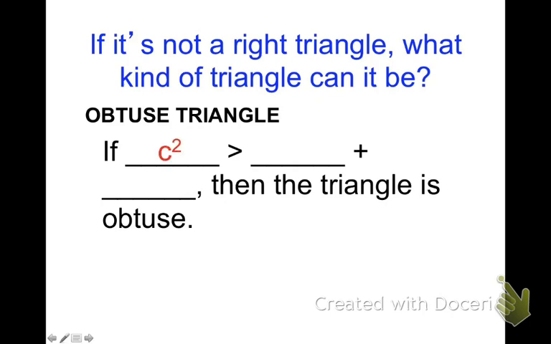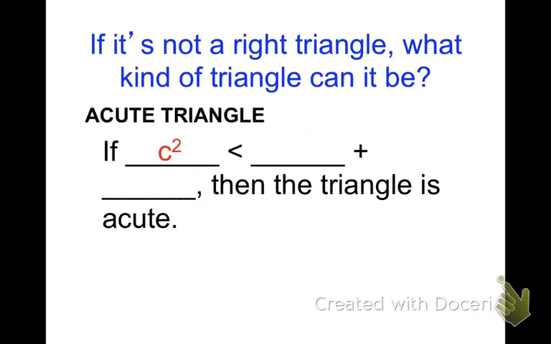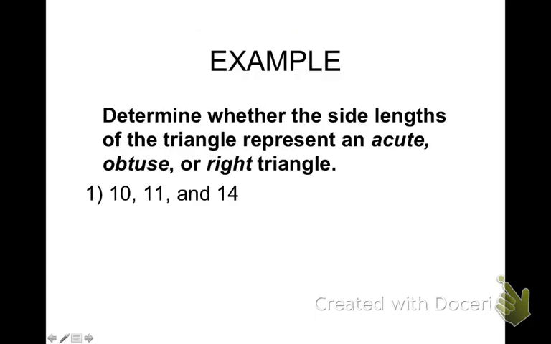So it's going to be an obtuse triangle when your c squared is larger than a squared plus b squared. If your c squared is smaller than your a squared plus b squared, then the triangle is going to be acute. It's the same things in the blanks, it's just the signs flipped. Okay. All right, so this is pretty much what you're going to get in section 7.2. You're going to determine whether the side lengths of a triangle represent an acute, obtuse, or a right triangle.